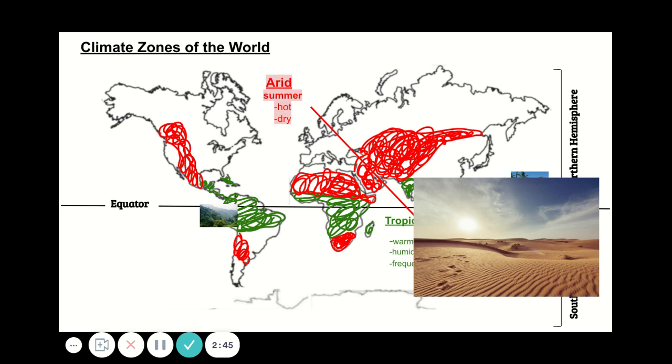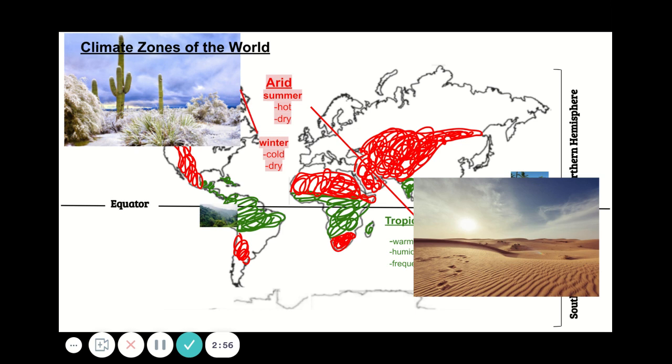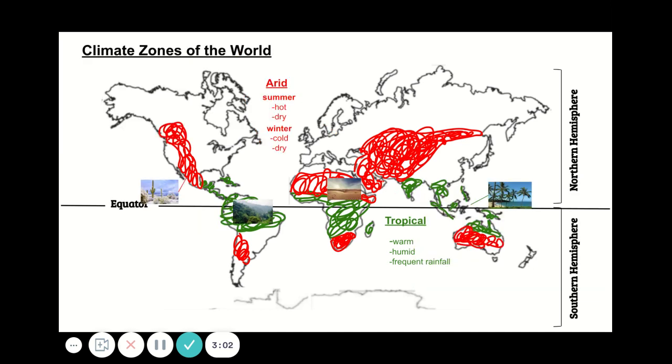Here is a picture of summer in Africa. Winter in the arid zone is cold and dry. Here is a picture of the Arizona desert in winter. It can rain and snow in the winter in the arid zone.